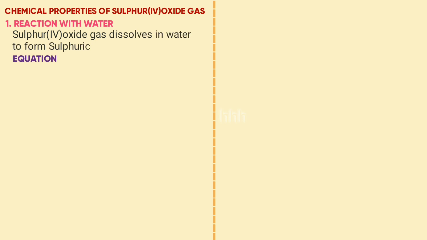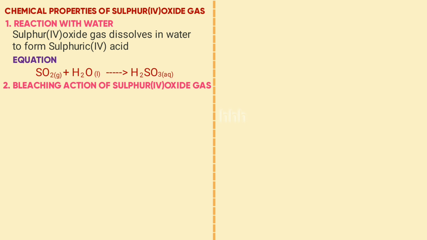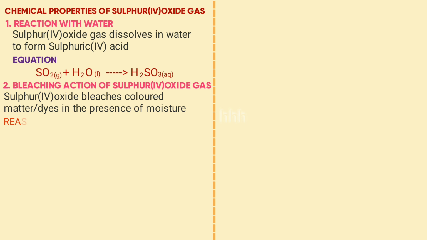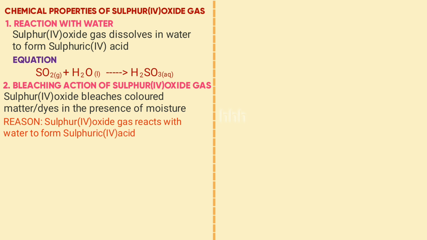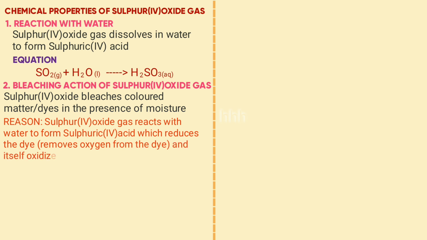Equation: sulfur 4 oxide plus water arrow sulfuric 4 acid. Number 2 is bleaching action of sulfur 4 oxide. Now sulfur 4 oxide bleaches colored matter or dyes in the presence of moisture. The reason is because sulfur 4 oxide reacts with water to form sulfuric 4 acid, which reduces the dye, that is, removes oxygen of the dye, and self-oxidized to sulfuric 6 acid.